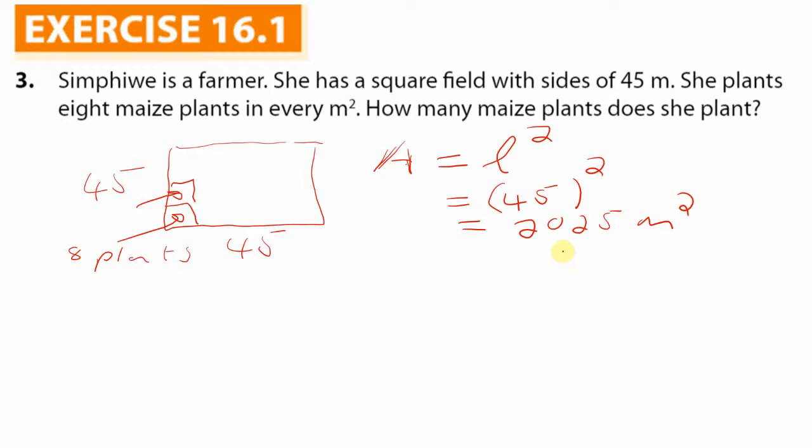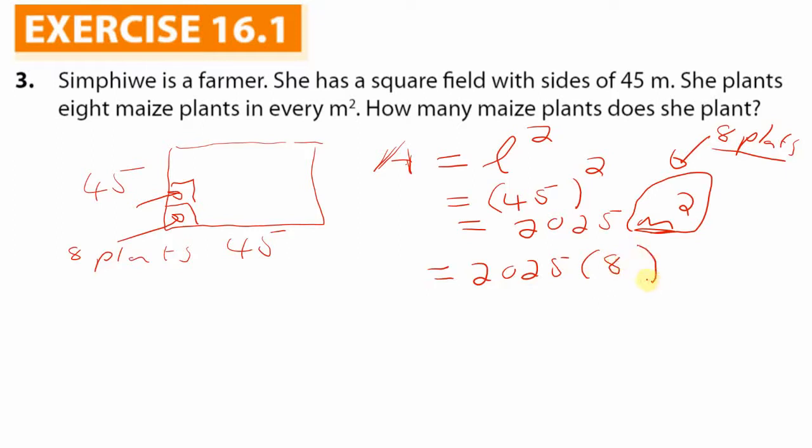Okay, so now in every square meter we fit 8 plants. So we can replace this square meter with 8 plants. So it's in fact 2025 times 8. So 2025 times 8 gives us 16,200 plants.